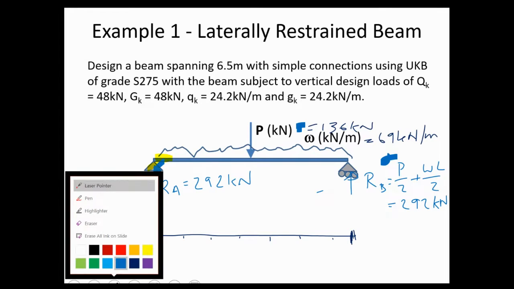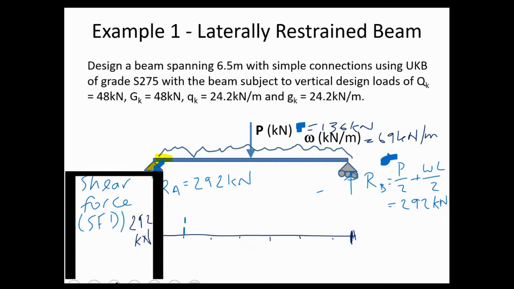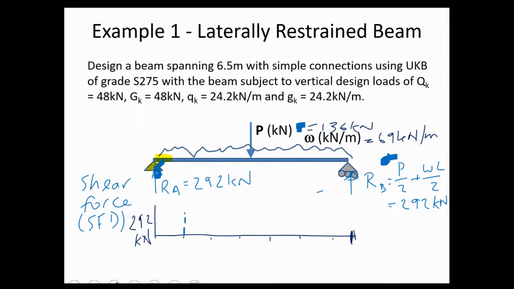So then that means as I come along here, I'm 292 minus 69. So I get 23, so 273, if I've got it right. No, sorry, not 273, 223. So 223, then I come along another meter, and I need to take another 69 off.